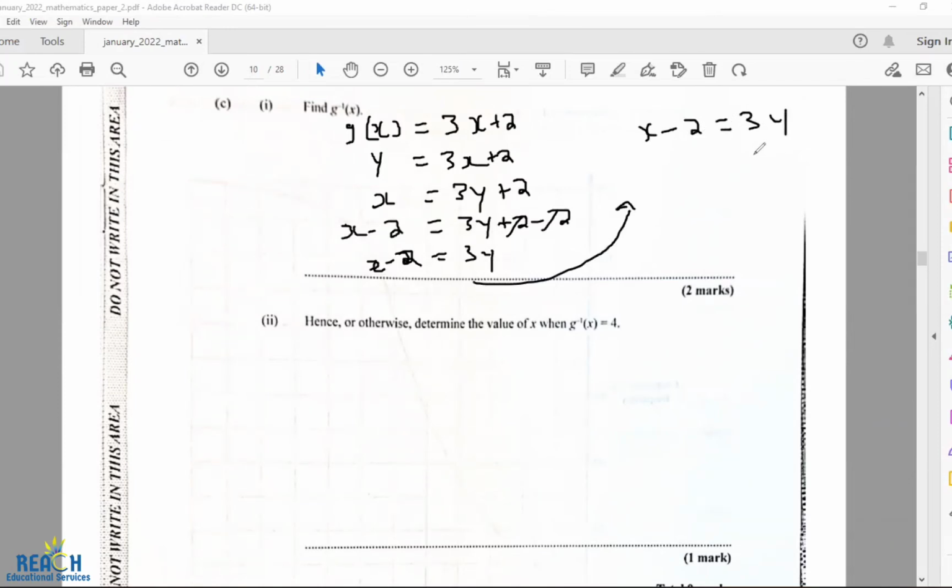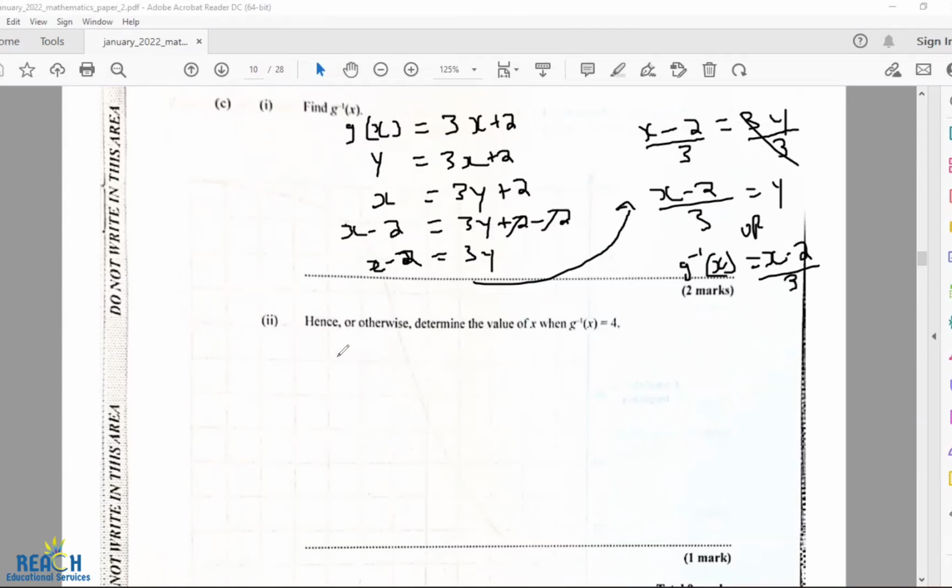Again, we want to find the value of y alone, and we have 3y. 3 is being multiplied by the y, so we need to do the opposite of multiplying, which is division. So this now becomes x minus 2 all over 3 is equal to y, or in other words, the g inverse of x is equal to x minus 2 all over 3. And we get our next 2 marks for that.